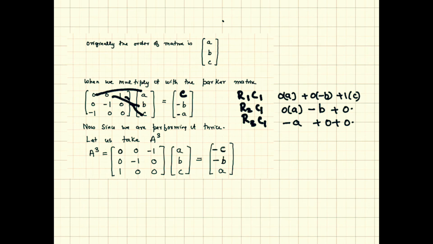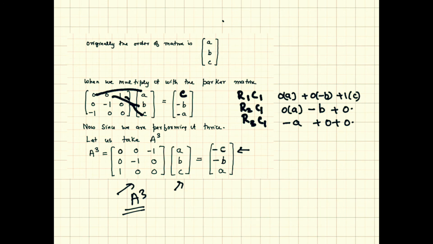Now, when we are performing this operation 3 times, it means the Parker matrix is cubed. So once you take A cube and multiply it with ABC, so this is A cube. So A cube, that means A into A into A. The Parker matrix is multiplied 3 times with the original ABC. Now the deck has been shifted to minus C, minus B and minus A. Let me remind you that minus C is a reverse count. So minus C is on top now.